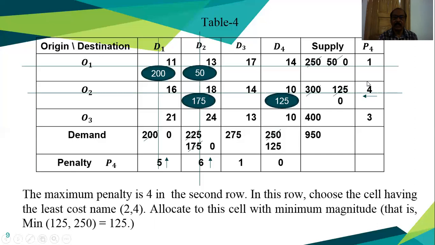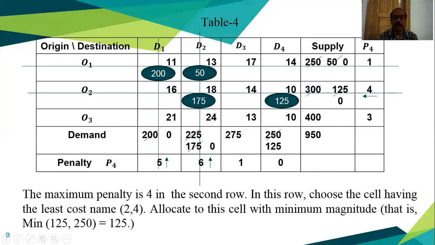So in this stage, we are considering the 4. And where is the minimum cost? 10 and 14. 10 is the minimum. So the corresponding cell for allocation is 2, 4. This is the cell where we allocate now.